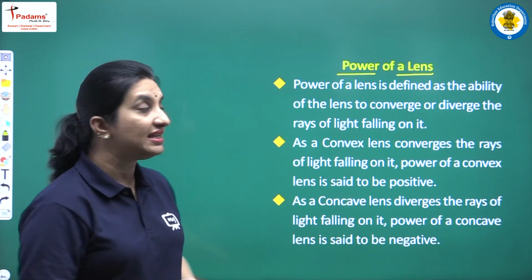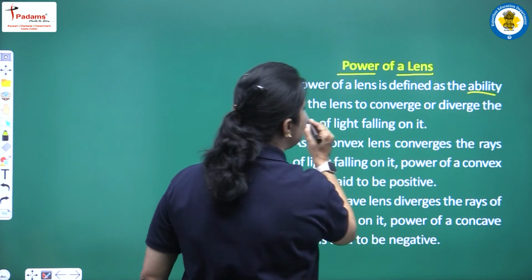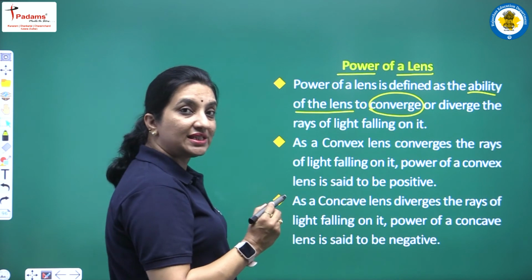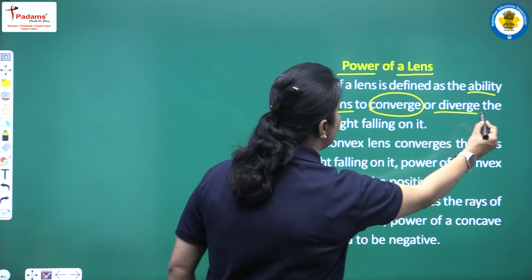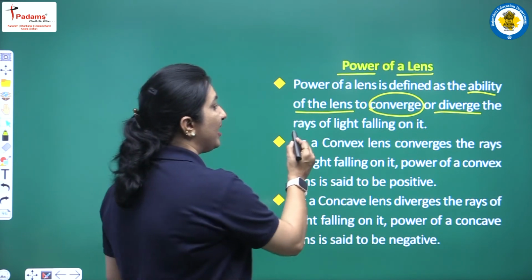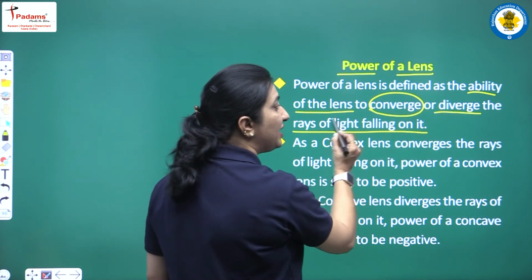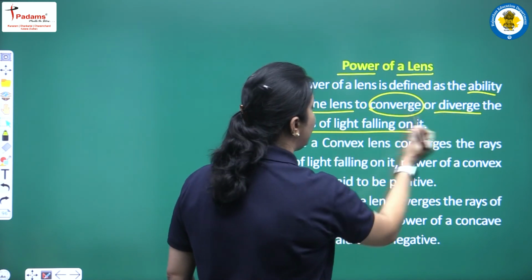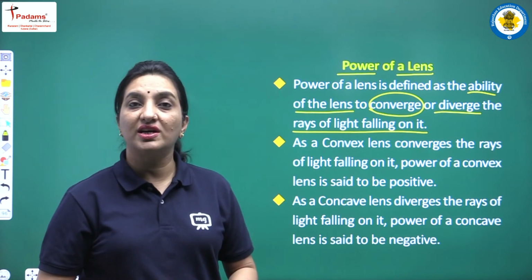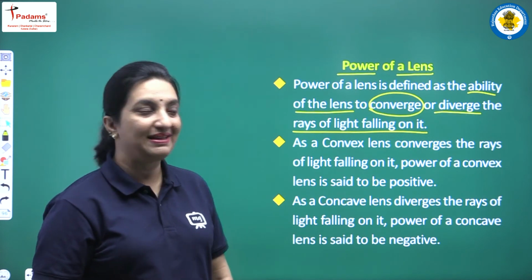So here what we see is that power of a lens is defined as the ability of the lens to converge in case of convex lenses and diverge in case of concave lenses, the rays of light falling on it. That is, the power of a lens is the ability of the lens to converge or diverge the rays of light falling on it. जितना अच्छे से converge या diverge करेगा, उतनी ही ज़्यादा उसकी power मानी जाएगी.